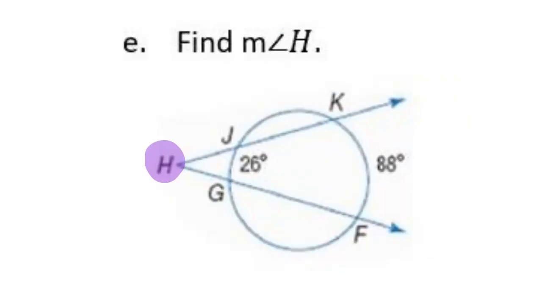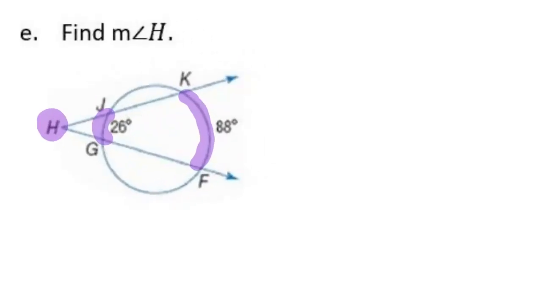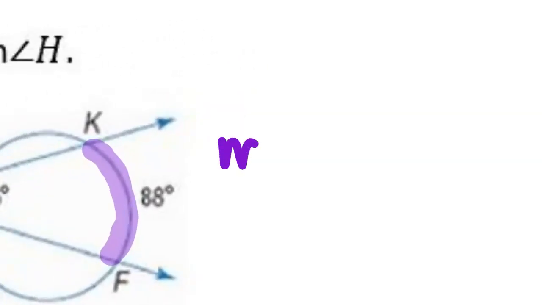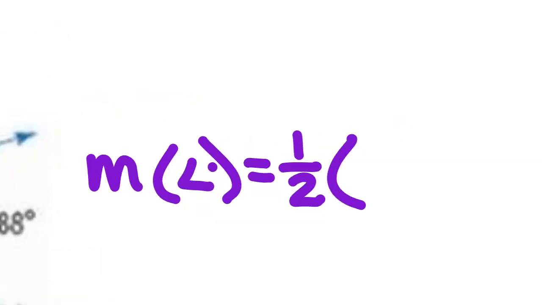It is intercepting two arcs. This arc right here and this arc right here. I kind of look at that angle H as being like a flashlight, and those two arcs that it's intercepting would be the pieces that are hit by the light of the flashlight. So if I have an outside angle like this, the measurement of the angle is equal to 1/2 times arc minus arc.